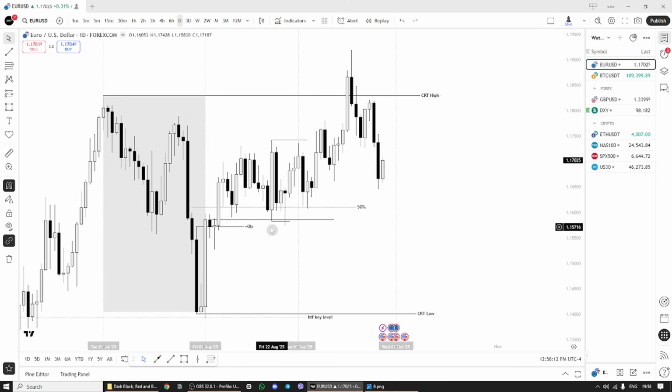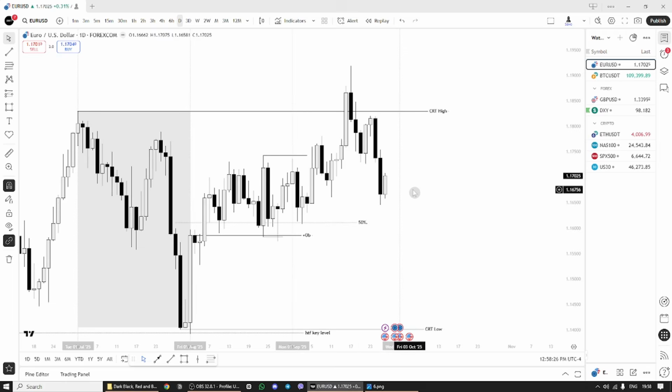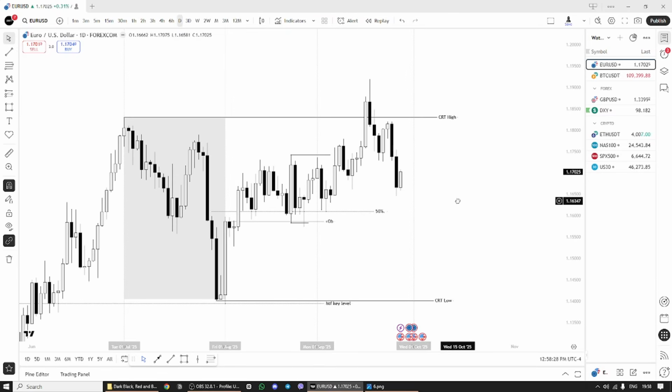the range low into another key level, which is this order block, and we have a push higher. Easy. So this is the perfect example.